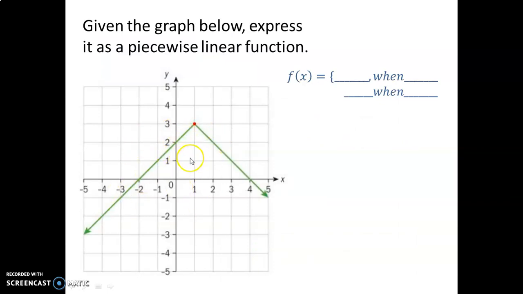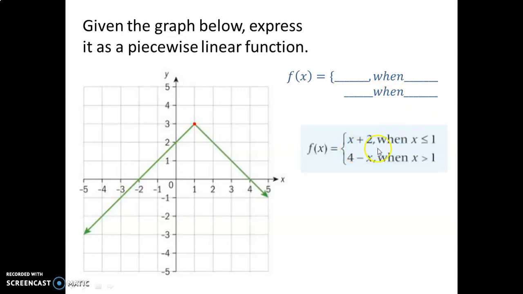We're given this function in graphed form, and your task is to write a piecewise function for this. So this is not perfect notation here. Imagine this curly bracket is all the way, and we're filling in the two functions and giving the domain for each one.